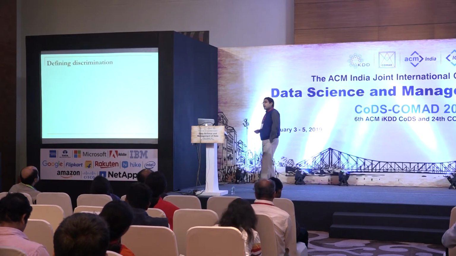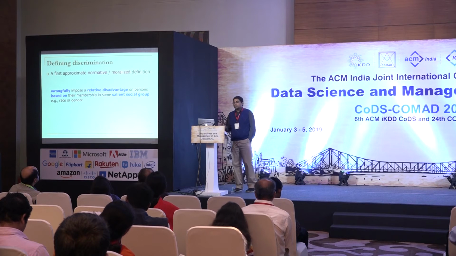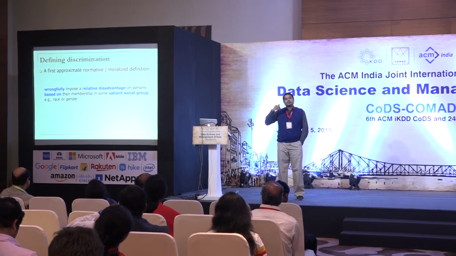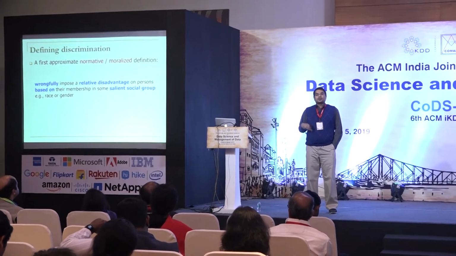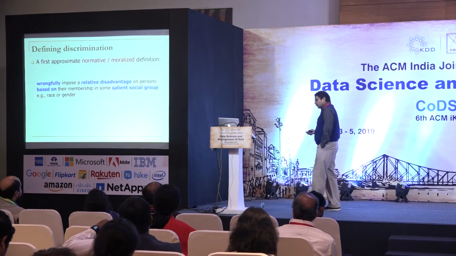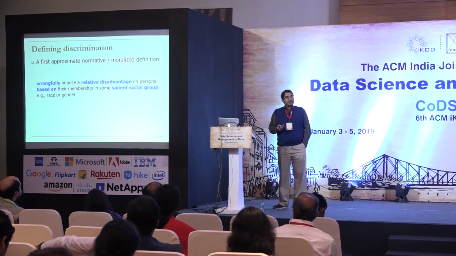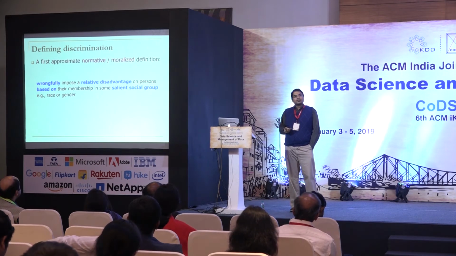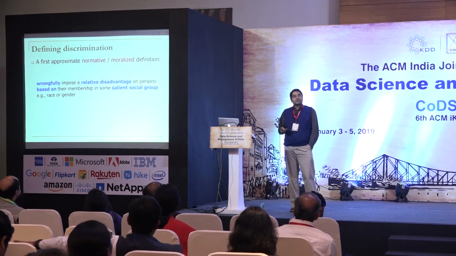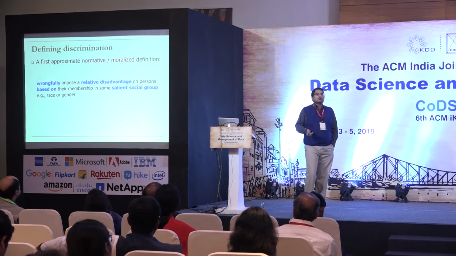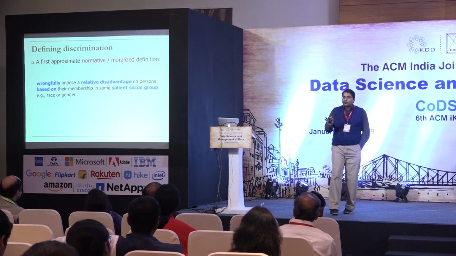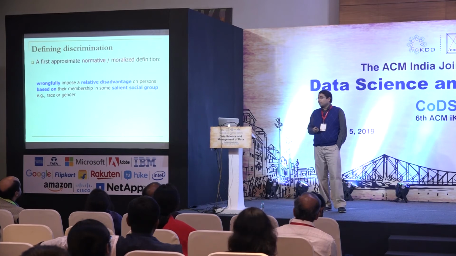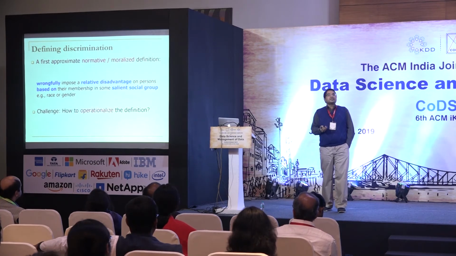And here is a first approximate normative definition of discrimination as is studied in social sciences. This is a definition that we picked up from the Stanford Encyclopedia of Philosophy. Roughly speaking, discrimination occurs when you wrongfully impose a relative disadvantage on persons based on their membership in some salient social group. Now, hopefully, most of you feel okay with this definition. The tricky challenge, however, is how do we operationalize this definition?